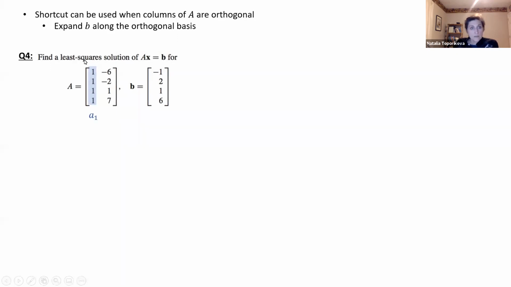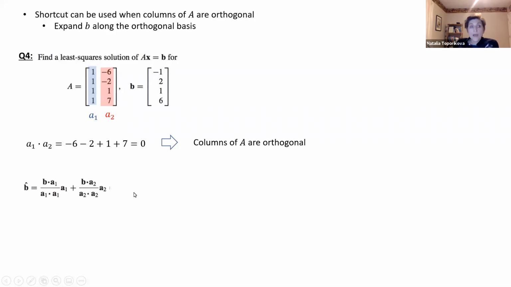Here matrix A has two columns. Let's call them A1 and A2. Those two columns are actually orthogonal, and we can easily show this by calculating the dot product of A1 and A2, which is equal to 0, so they are orthogonal. Because they are orthogonal, we can write our vector B in the basis of the columns of A.